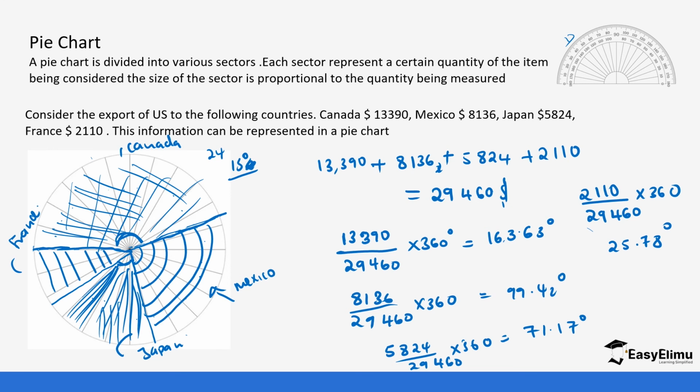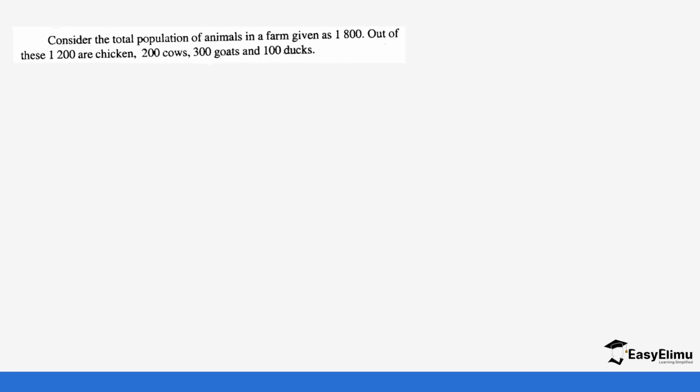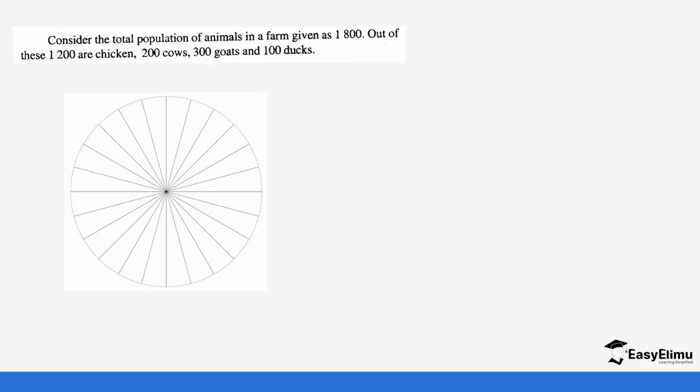So let's look at one more example. Consider the total population of animals on a farm given as 1,800. Out of this, 1,200 are chickens, 200 are cows, 300 are goats, and 100 are ducks. So we do have the total. We can calculate the percent, the degrees representing each specific animal.